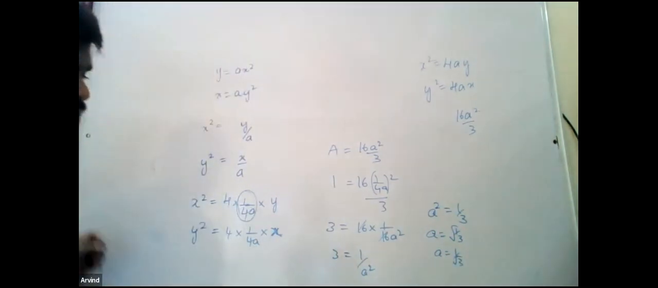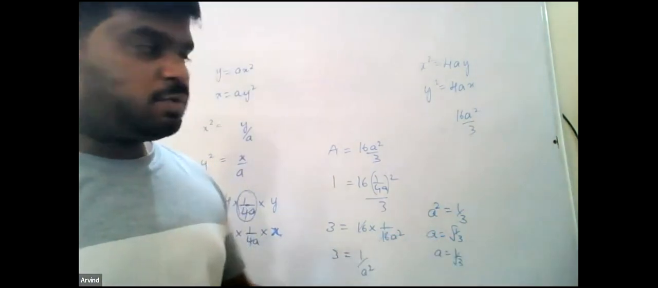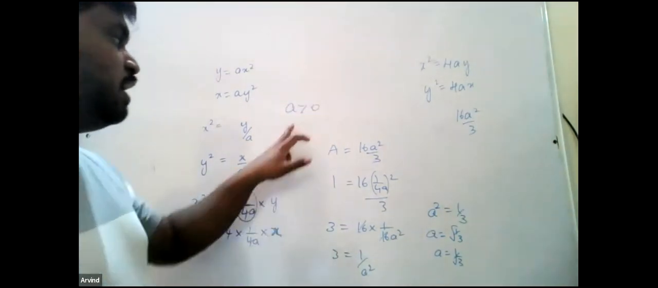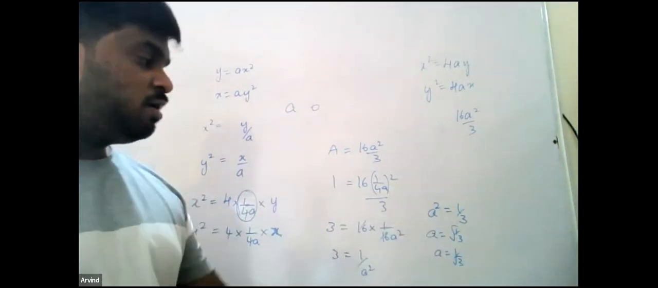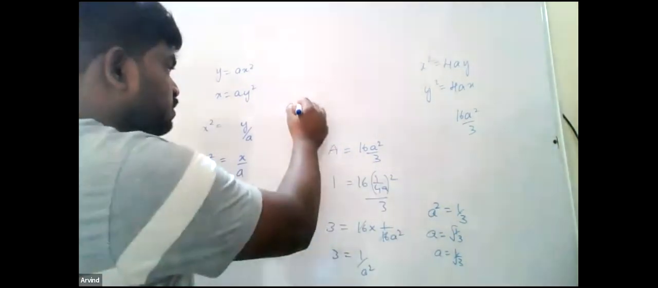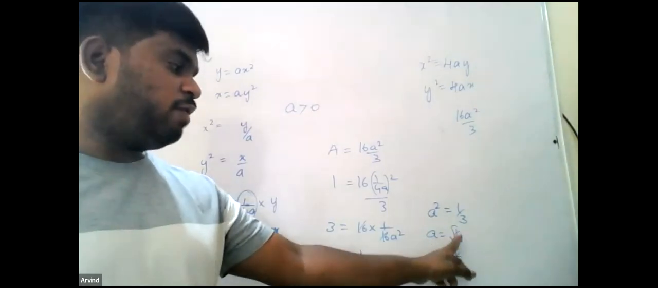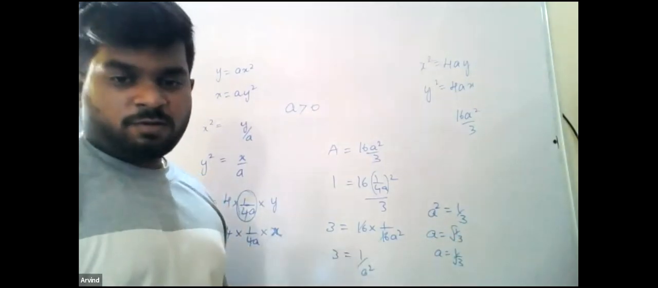It would actually be plus or minus, but we are not considering the minus because in the question itself they have mentioned a is greater than 0. Since they have mentioned a is greater than 0, we can take only the positive quantity. A will become root of 1 by 3, which is 1 by root 3.